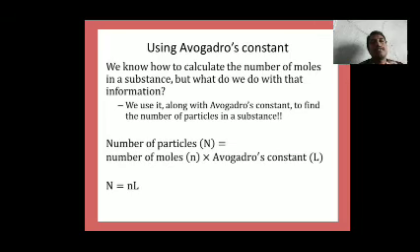Using the Avogadro constant, we know how to calculate the number of moles in a substance, but what do we do with that information? We use it along with the Avogadro constant to find the number of particles in a substance. The number of particles N is equal to the number of moles n times the Avogadro number L. Therefore, N equals n times L.